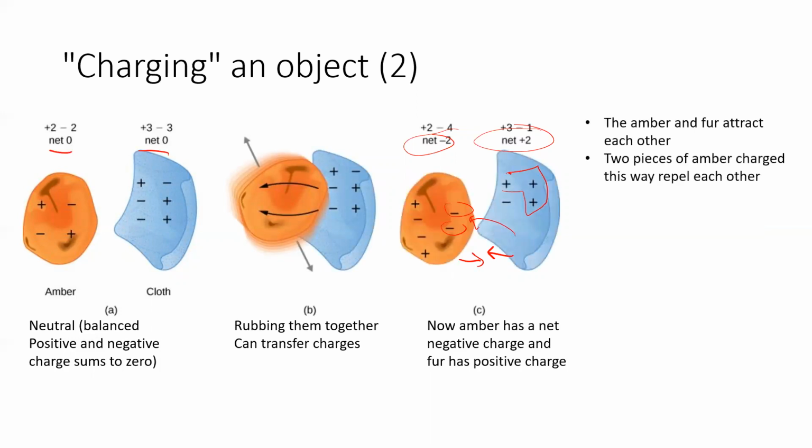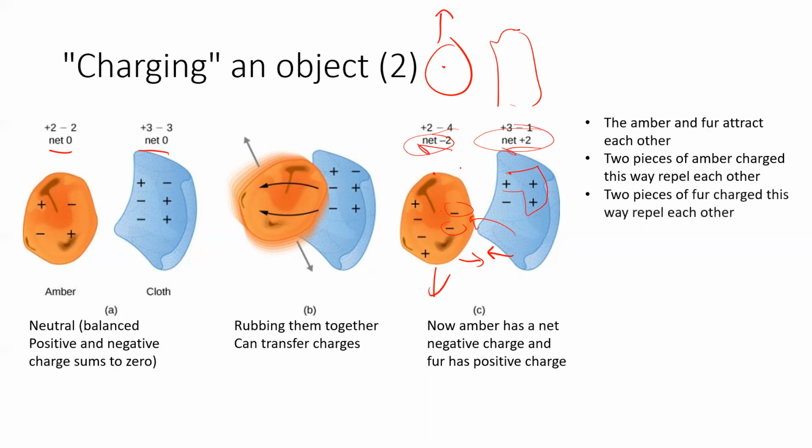Rather, if I did this same process on a second piece of amber, rubbed it with another piece of cloth, and then brought these two pieces of amber close together, they would repel each other. So two things that are charged similarly, negative in this case, repel. Two things that are charged with opposite signs are going to attract. And similarly, these two pieces of fur, if I brought them near each other, would repel each other as well.